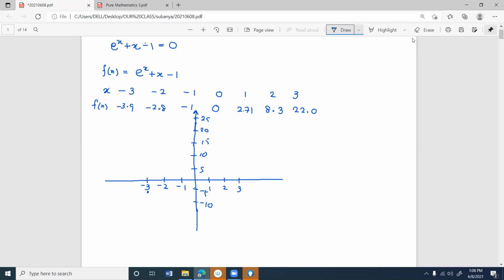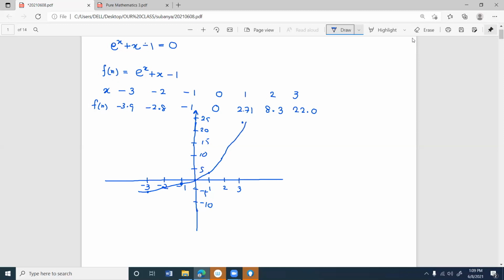At minus 2, it's about this, and at minus 1, that also turns out to be minus 1, somewhere here. At 0, it's 0. At 1, it's 2.71, somewhere here. It's 8.3, somewhere around here. And at 3 it's 22, somewhere like this. Then if you plot this graph, you can see it's a graph somewhere like this.